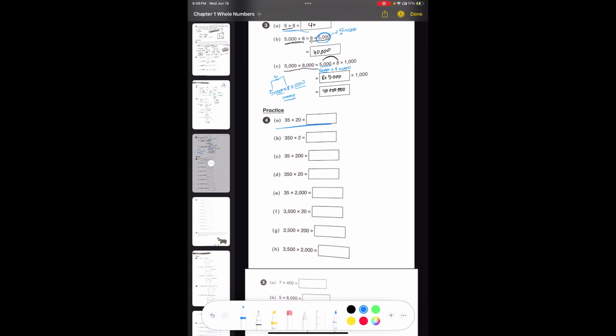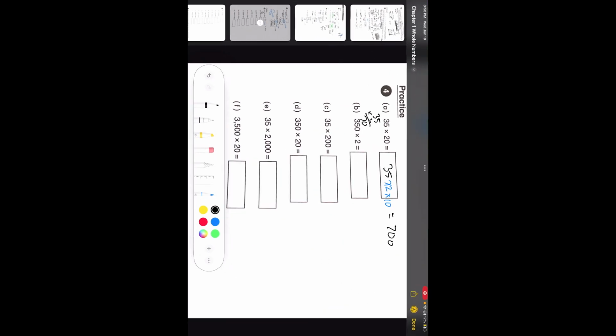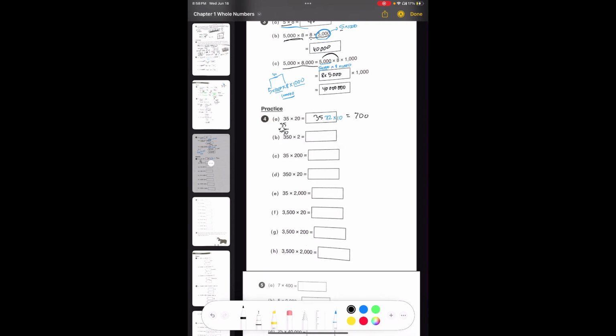So practice here, I'm going to let you guys do this. Real quick, I'm going to have an example here. So 35 times 20 is exactly the same thing as 35 times 2 times 10, which is the same thing as 35 times 2, which is 70. By the way, 35 times 2 is 70. And adding another 0, so 700 is here. Alright, now I want you to do B through H and come back when you are done.